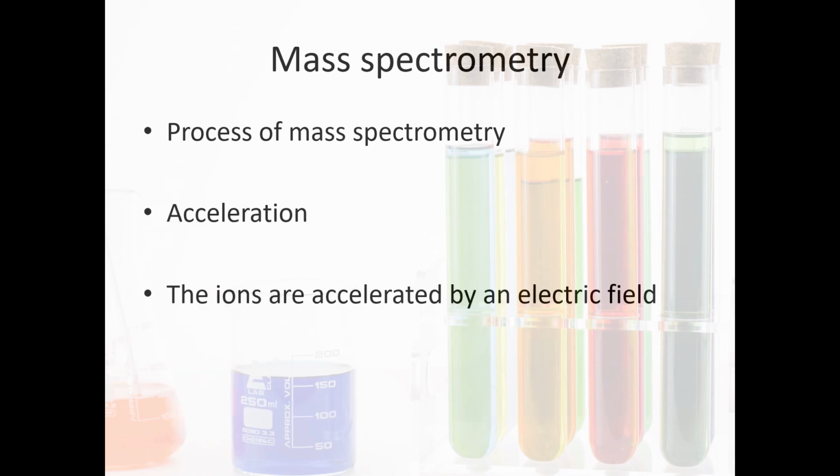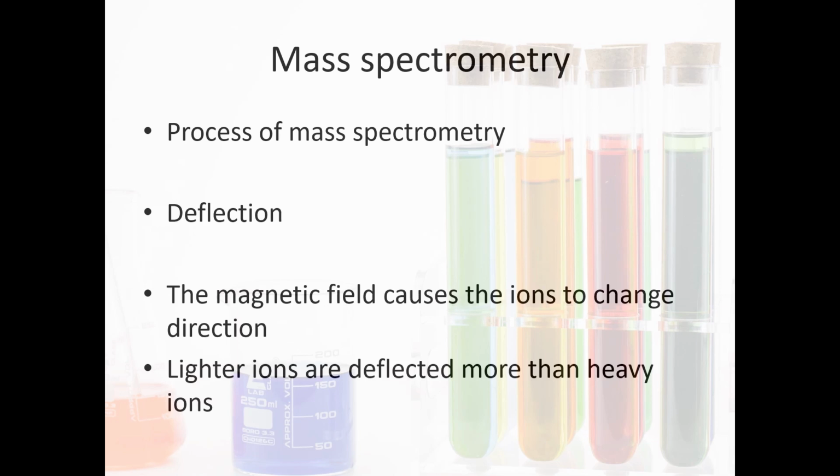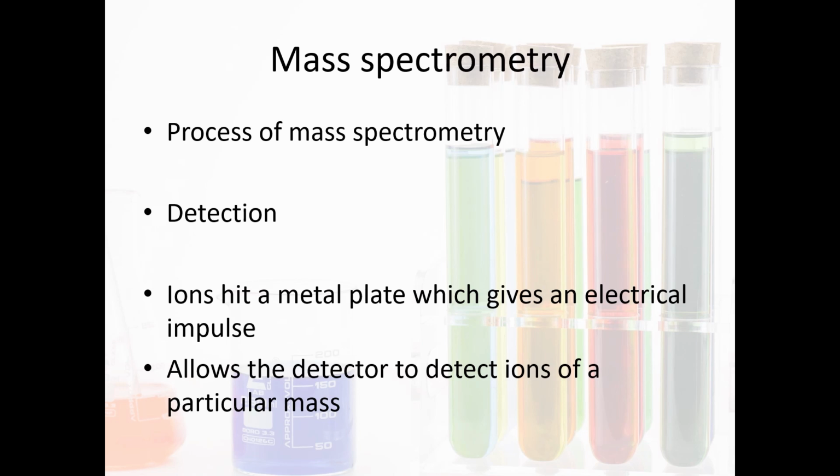Acceleration. The ions are accelerated by an electric field. Deflection. The magnetic field causes the ions to change direction. Lighter ions are deflected more than heavy ions. Detection. Ions hit a metal plate which gives an electrical impulse. Allows the detector to detect ions of a particular mass.